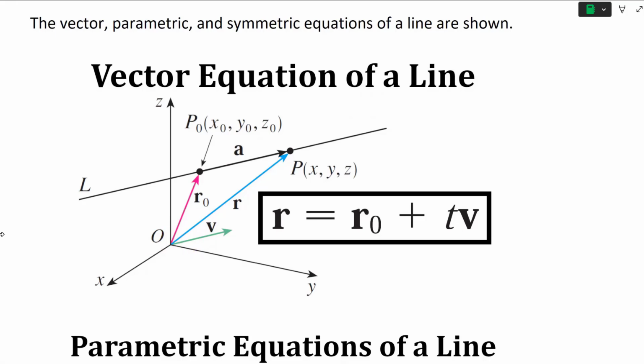If you have a line, this line L, and it has a point on it, P0 with coordinates x0, y0, z0, the vector pointing to this point is the r0 vector. Then you have any vector to a point P, x, y, z, and you have a direction vector v. This is a direction vector parallel to this line. Then the vector equation of a line is r, the vector to a point anywhere on the line, is equal to r naught vector plus a parameter t times the direction vector v.